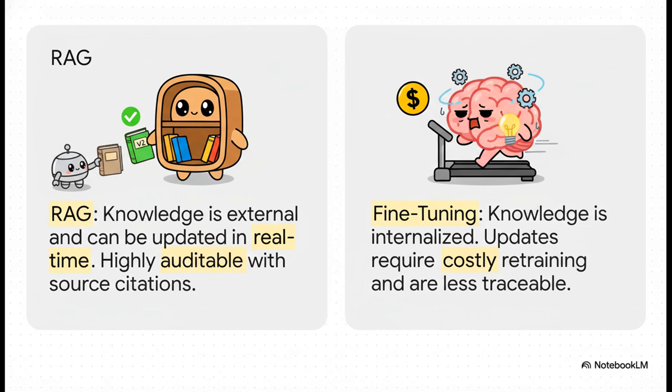Let's break it down. With RAG, the knowledge lives outside the model, so updating it is as easy as editing a document. It's also completely auditable. You can literally point to the sentence where the AI got its information. Fine-tuning, on the other hand, burns the knowledge into the model itself. That means every single update requires an expensive, time-consuming retraining process. It's great for shaping personality, but really risky for facts that might change tomorrow.